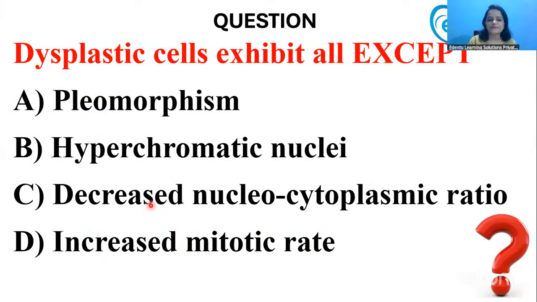The next question. Dysplastic cells exhibit all except. Which one does it not exhibit? Choose the odd one out. Is it pleomorphism, hyperchromatic nuclei, decreased nucleocytoplasmic ratio, or increased mitotic rate? What does it not exhibit? Yes, it is decreased nucleocytoplasmic ratio.